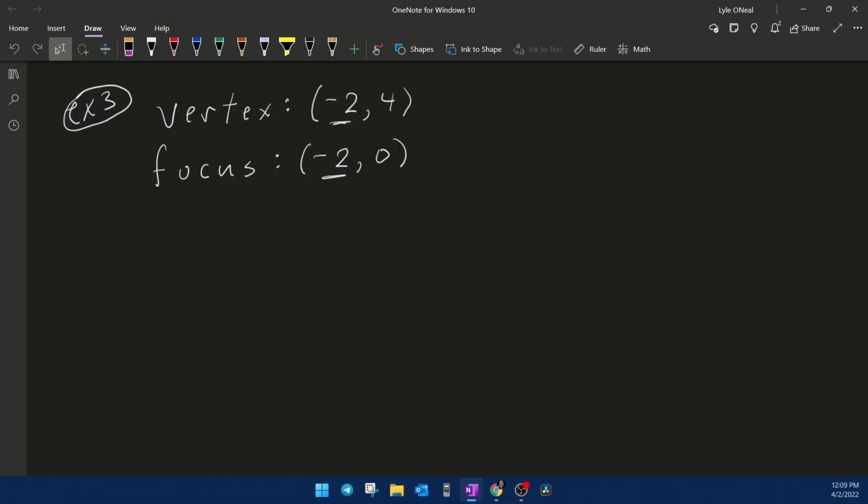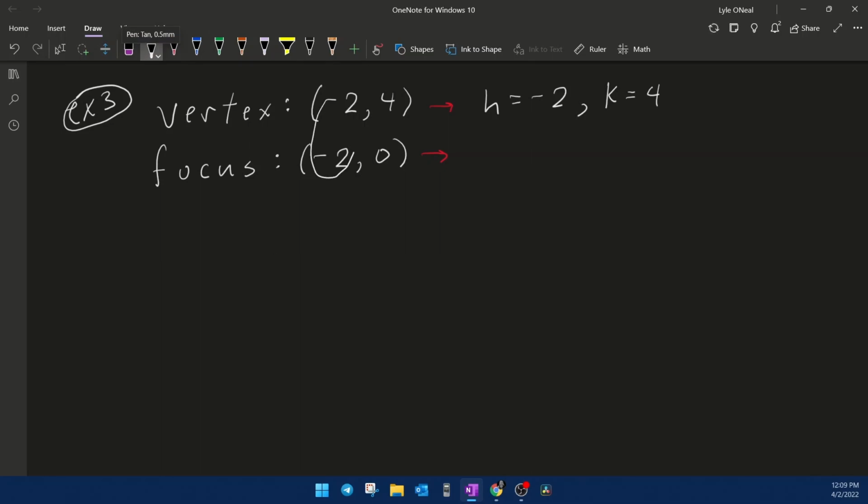Now, the information that we're able to gather first from the vertex, we know that the ordered pair is h comma k, and so that will indicate that the value of h is -2 and the value of k is 4. From the focus, we can determine the value of p.